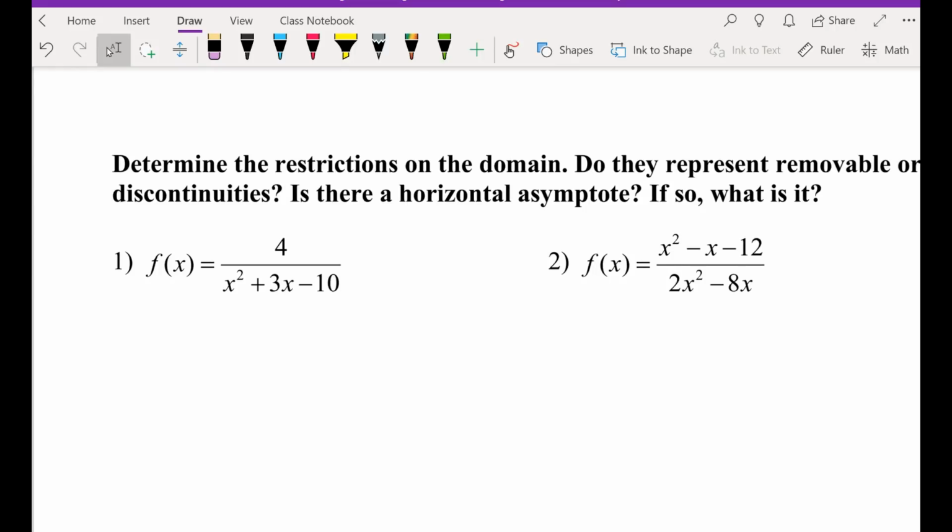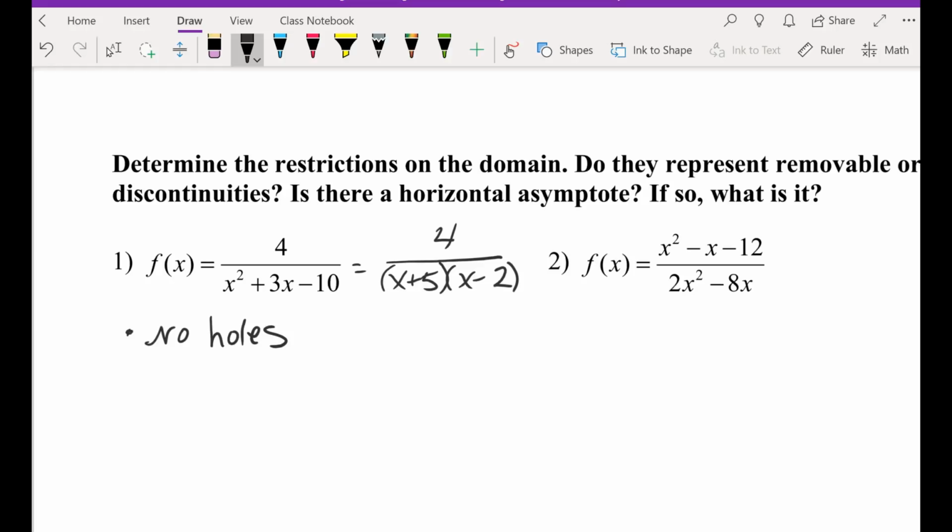The first thing we have to do is factor. So I'm going to rewrite this as 4 over what multiplies to negative 10 but adds to 3, yes, positive 5 and negative 2. Okay, is there anything that we can reduce from the numerator and the denominator? Is there anything that is the same? Hopefully you said no, so right away I can say that there is no hole in this graph. So there are no holes.